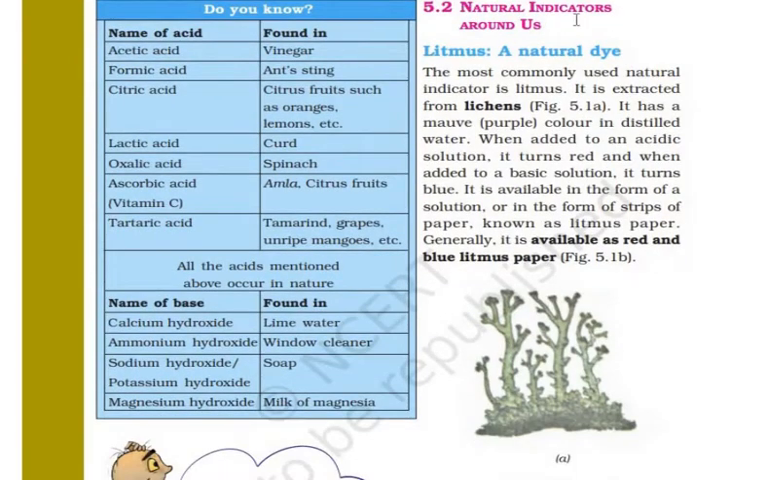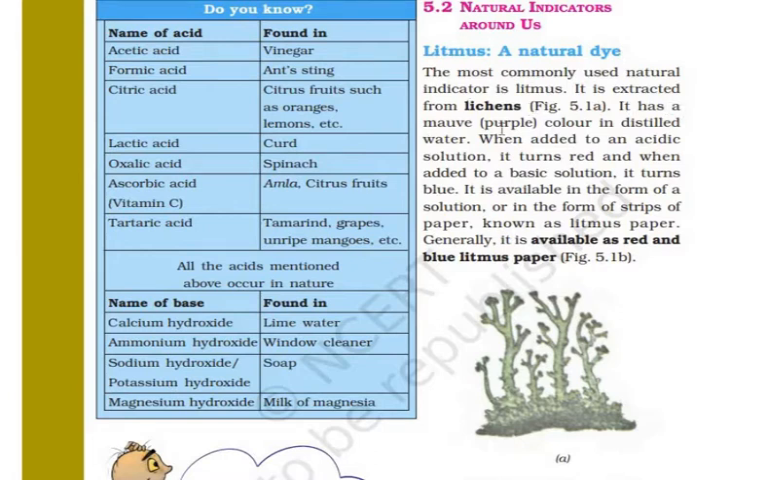Now, natural indicators around us. We will discuss some of the natural indicators which occur around us. One is litmus, a natural dye. The most commonly used natural indicator is litmus. It is extracted from lichens. So litmus is a naturally occurring indicator extracted from lichens.